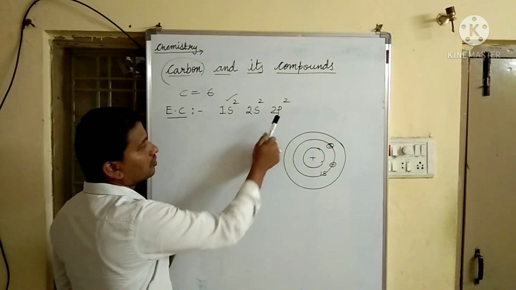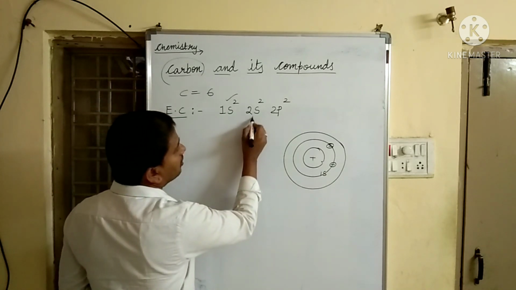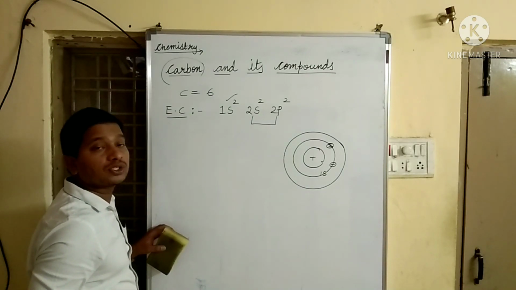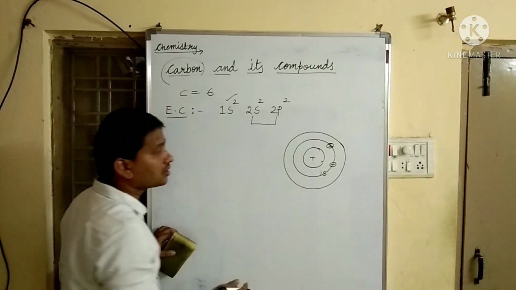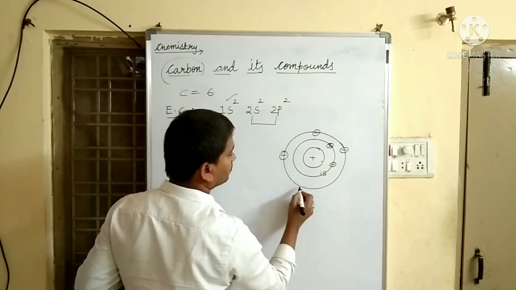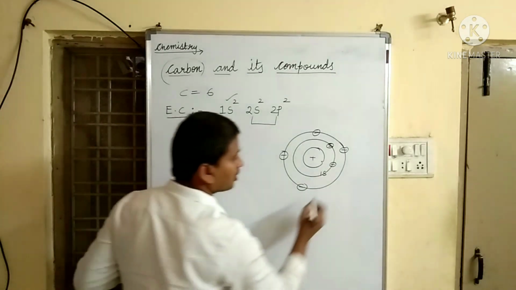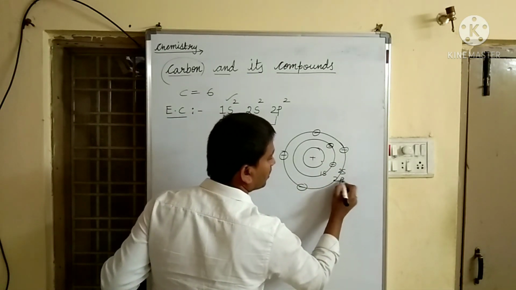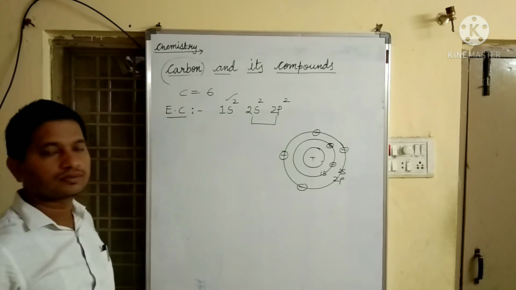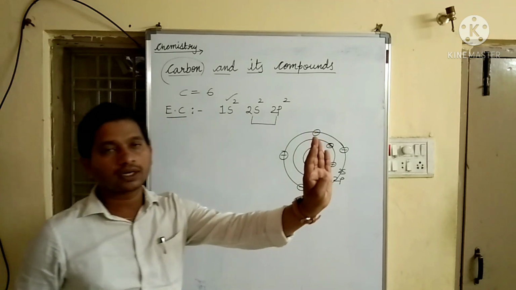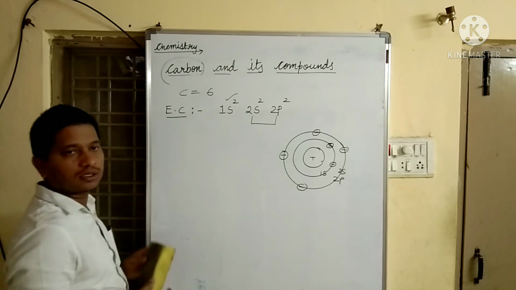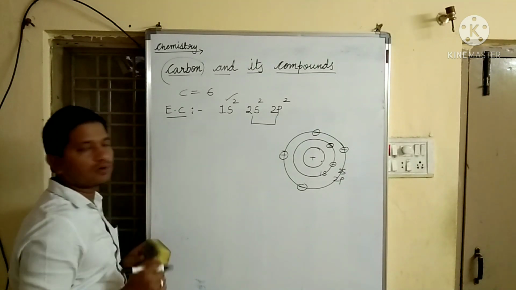Now we have 4 electrons in the second shell, I mean from 2s2 and 2p2, 2 plus 2 that is equal to 4. We have 4 electrons which are going to be accommodated in the second shell, I mean 2s and 2p. Got it? So in the first shell 2 electrons and in the second shell 4 electrons.